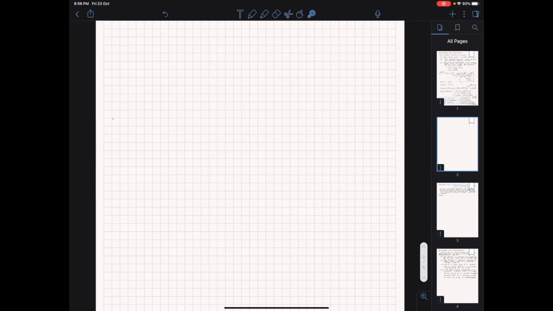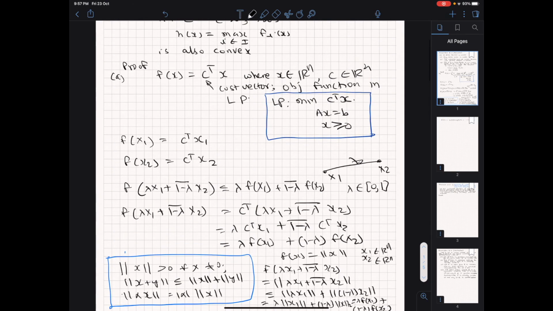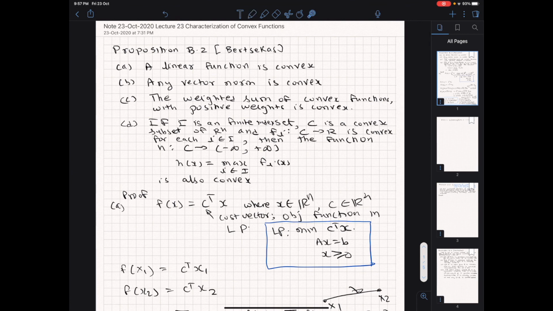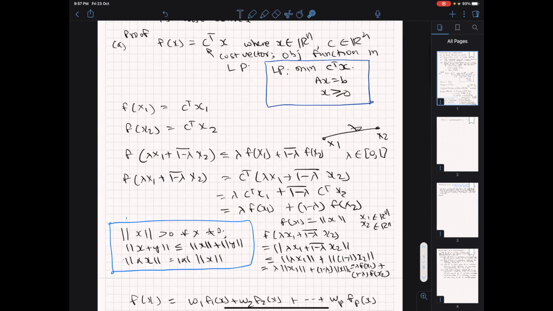Write first f of x as w1 times f1 of x plus w2 times f2 of x, and so on up to wp times fp of x. And what is given to me? The weighted sum of convex functions with positive weights is convex. This is what I want to prove.